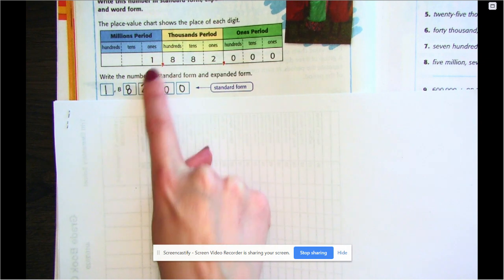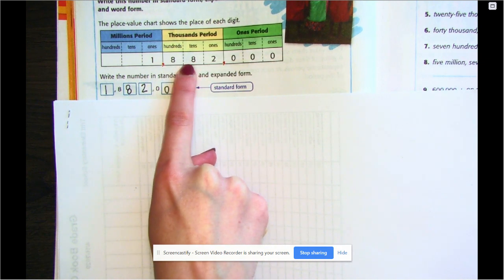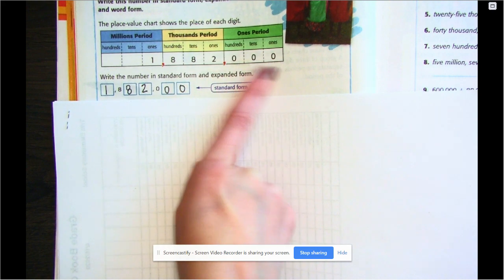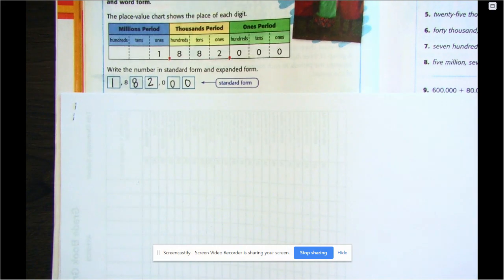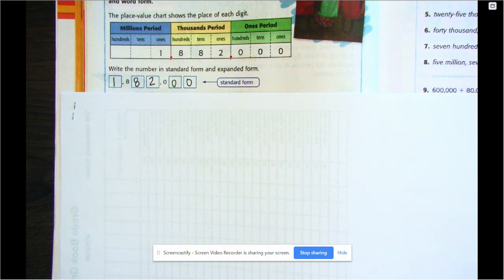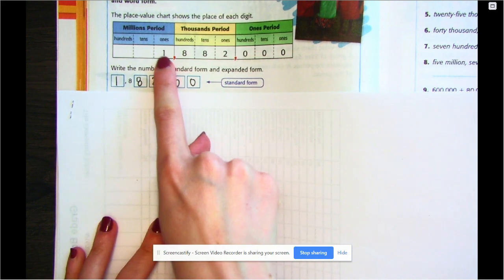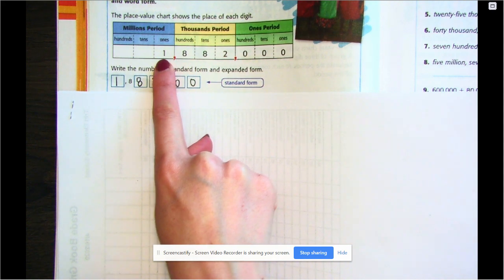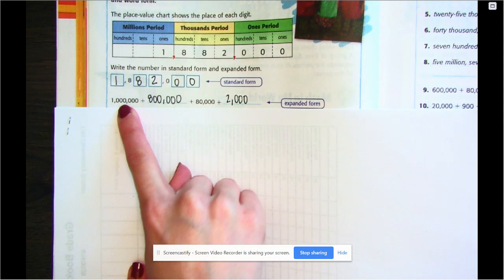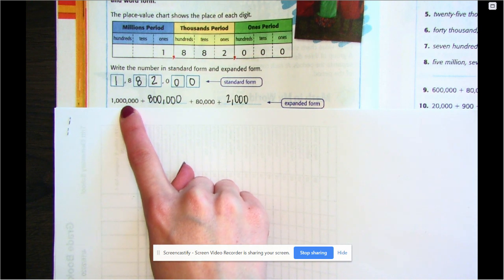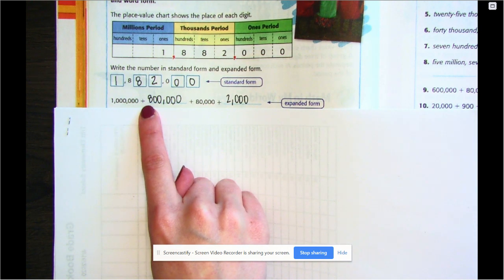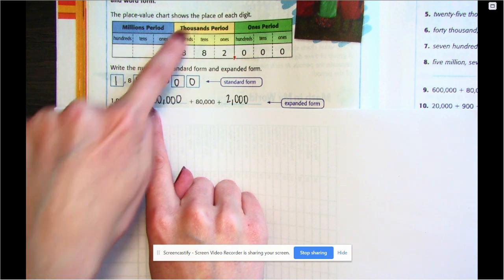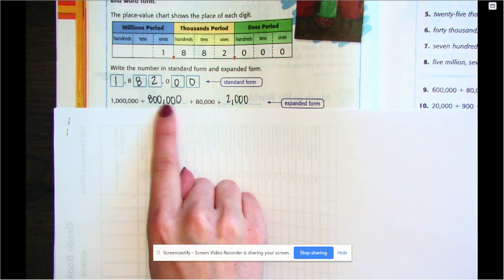So far, 1,882,000, and then there's nothing in the ones place, so it's just zeros. So that number is 1,882,000. And then when we do expanded form, we take the value of each digit and we write the full value. So this 1 would actually be 1 million, and that's what they wrote here. This is what 1 million looks like. And then the value of this 8 in the hundred thousands place is 800,000.